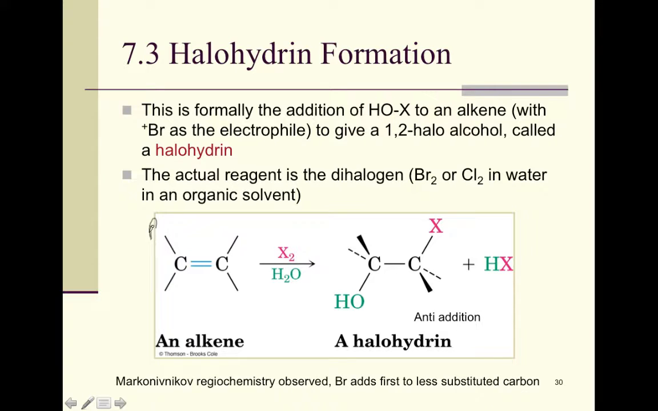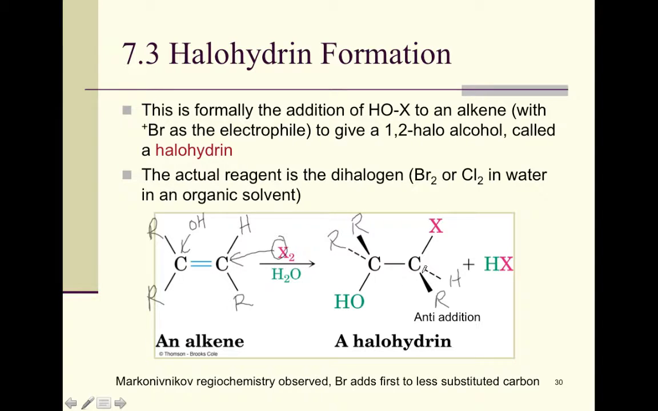All right, to talk about the regiochemistry here, let's just go ahead and put some R groups in here. We see that in this reaction, because Markovnikov's regiochemistry is observed, our halogen is going to go to just one of them, this carbon, and the OH is going to go to this carbon, because bromine adds first, just like with Markovnikov's, to form the more stable carbocation.